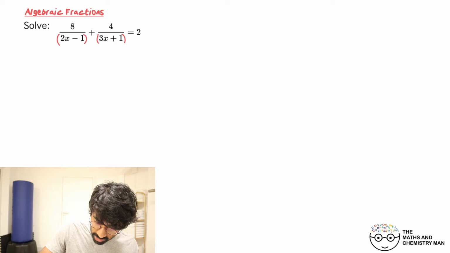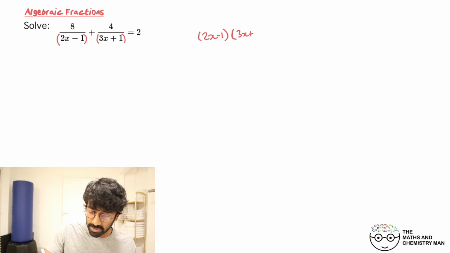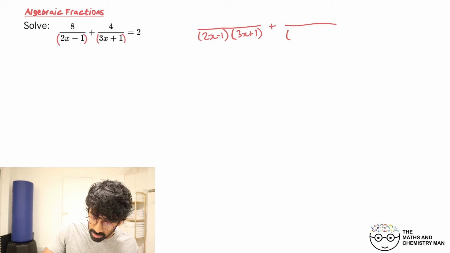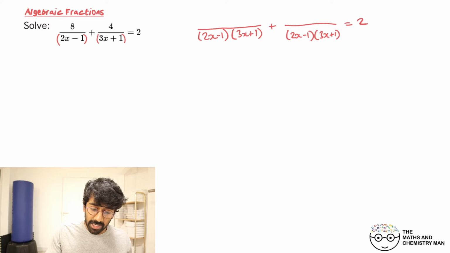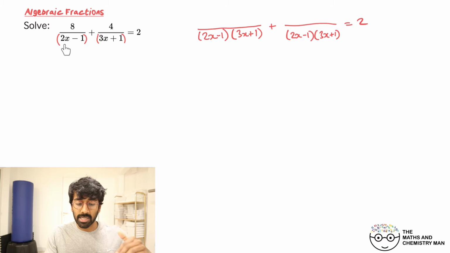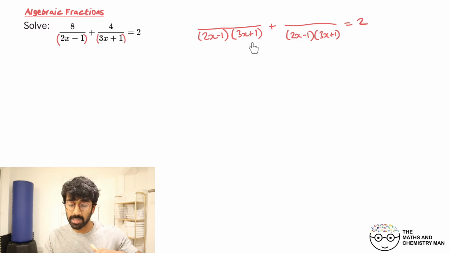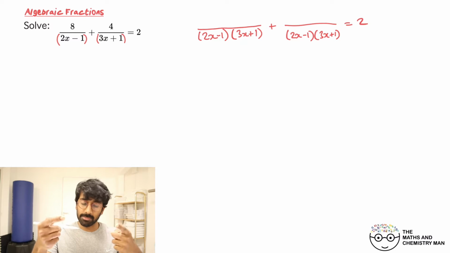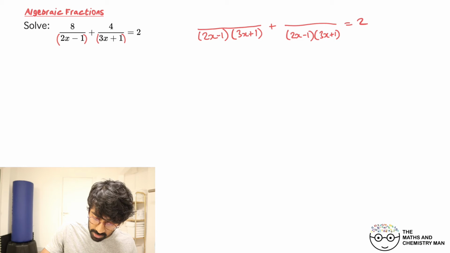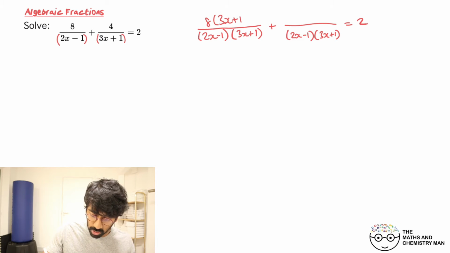For the first one, we could turn it into 2x minus 1 over 2x minus 1 and then 3x plus 1. And then the second one as well, turn it into the same thing, right? So 2x minus 1 on the bottom and 3x plus 1 on the bottom equals 2 on that side. Now with the first fraction, it used to only have a 2x minus 1 in its denominator. But now what have we done? We've got a 3x plus 1 in there. So whatever we do to the bottom, we need to times the top by the same thing, right? So we'll have 8 and then also 3x plus 1 in the top.